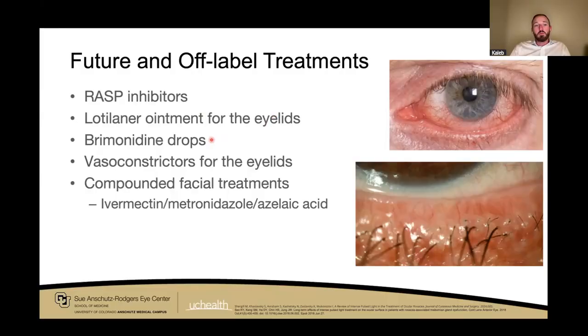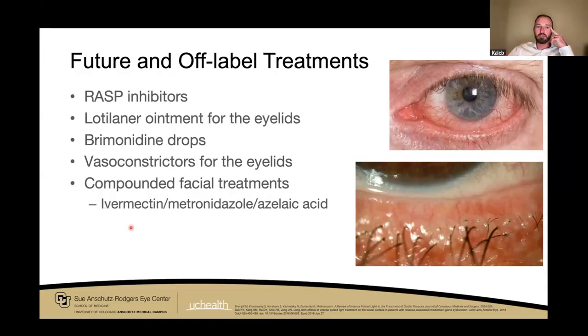Then there are brimonidine drops that can be used off-label. I have a lot of my ocular rosacea patients use the over-the-counter brimonidine. Vasoconstrictors for the eyelids: I've got a couple of patients using azelaic acid or brimonidine gel on their eyelids. And then I do a lot of compounded facial treatments for these patients too, especially if they keep getting recurring Demodex blepharitis or they have untreated facial rosacea.